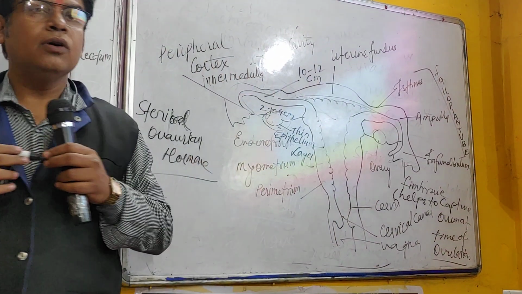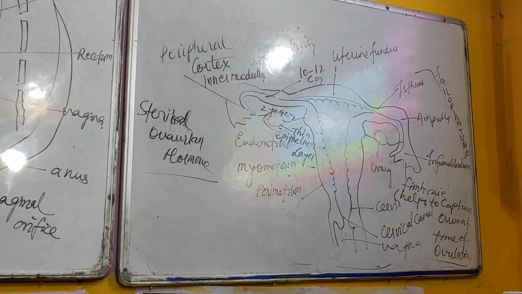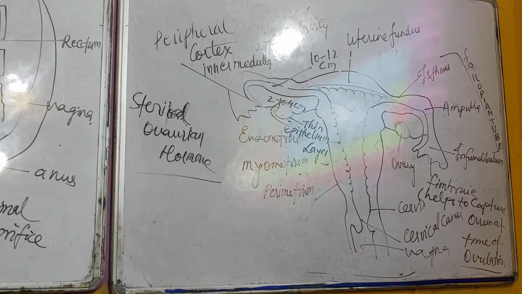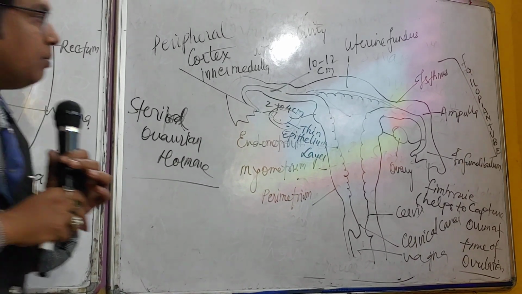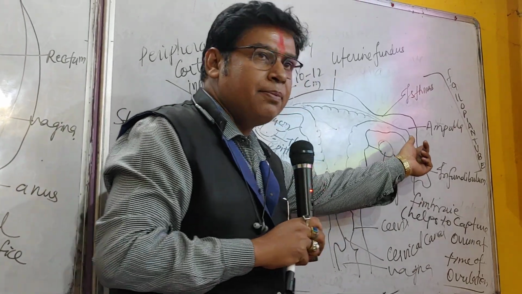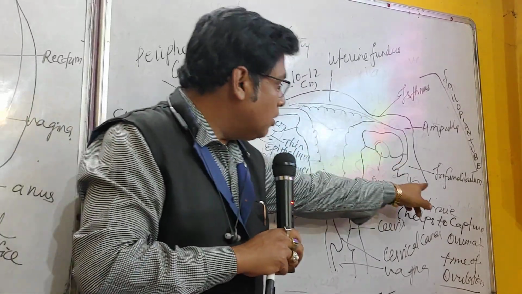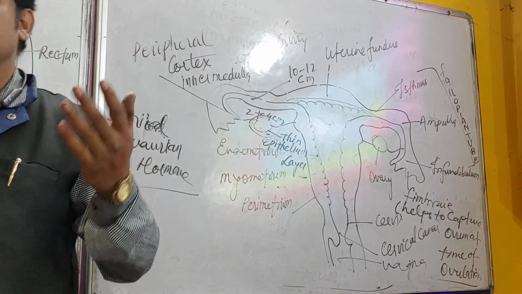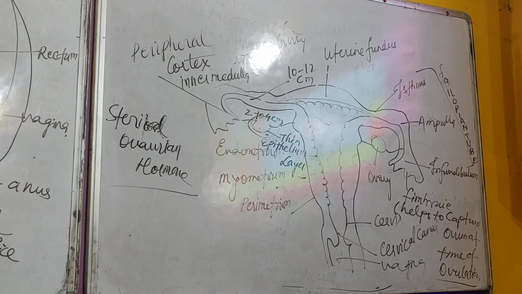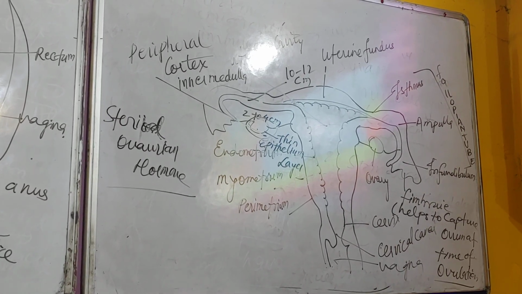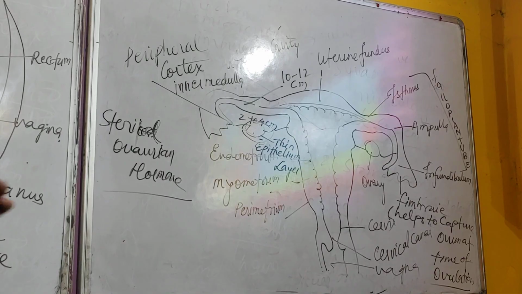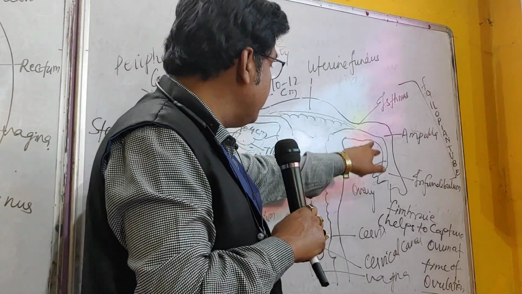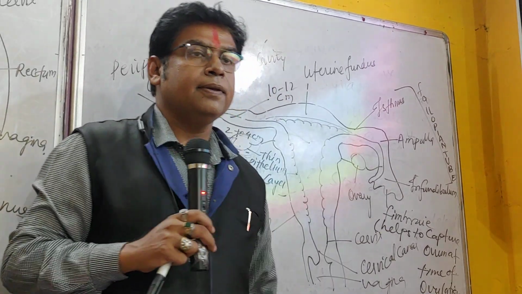It helps to capture the ovum at the time of, as I told you, ovulation. The infundibulum, a little further ahead, becomes wider, and where the infundibulum goes upward it becomes a little narrow. That narrow part on the upper side of the infundibulum is known as the ampulla. And the last part, as you can see, is the isthmus. The isthmus is that particular point where it joins the uterus.